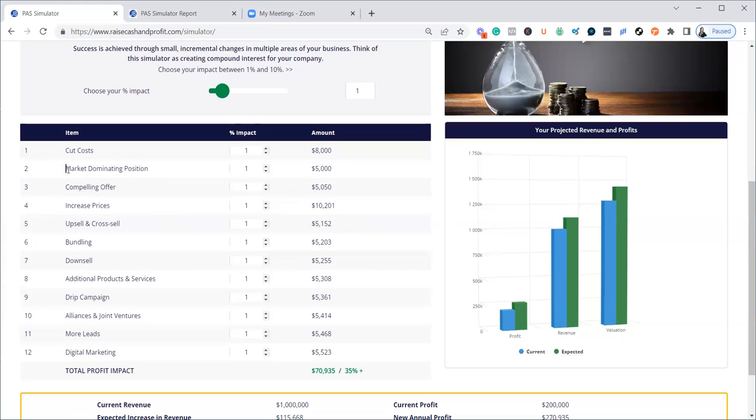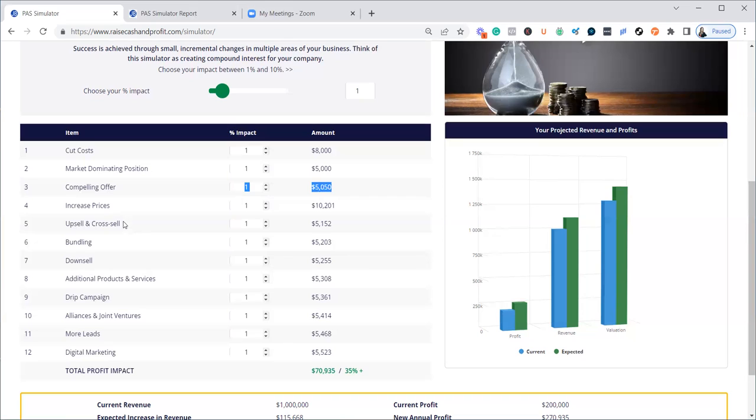Let's see the next line, market dominating position. 1% on $1 million revenue would be $10,000, but we have 50% of gross profit margin, so the actual impact of profit would be $5,000. Now here is where it gets interesting. Because of the power of compounding impact, the impact of the compelling offer, which is the next line, is greater than market dominating position. That's because the numbers keep compounding on top of each other.